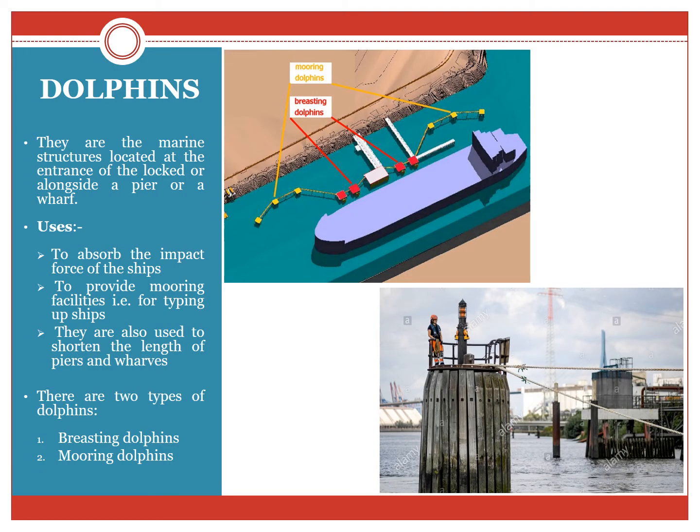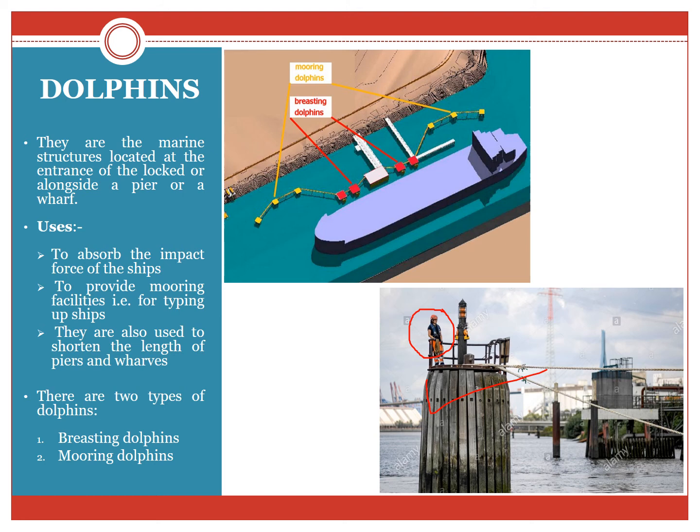Next, we move across to the dolphins. Now, what are dolphins? These are marine structures located at the entrance of a lock or aligned side of a pier or a wharf. What are they used for? To absorb the impact force of the ships, to provide mooring facilities, that is, for tying up the ships, or they are also used to shorten the length of the piers and the wharfs. Now, the man standing on any platform, these platforms are known as dolphins.